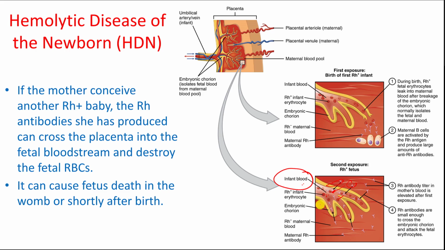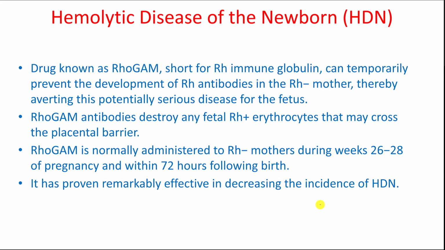So usually now they will give the mom, especially the mom with negative blood groups, a vaccine. This is called RhoGAM. Okay, this is Rh immunoglobulin, which will temporarily prevent the development of Rh antibodies in case of Rh positive. Okay, so this is the end of this chapter. Let me know if you have any questions.